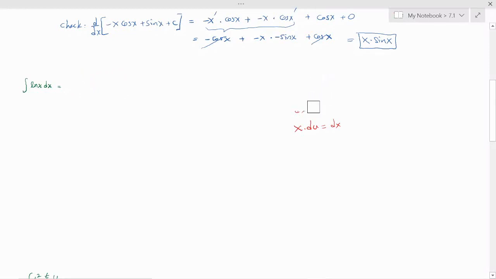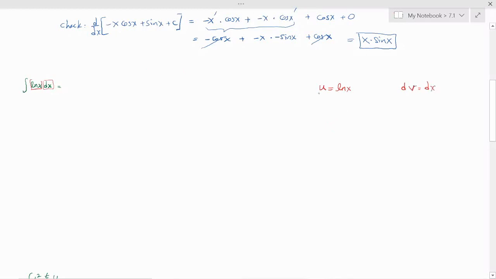So first, you have to figure out what the functions are. One of the functions we can see is ln x. But we don't see the second function. The second function is simply dx. That's our second function. So this, what we call u, and the other one would be dv. So I will say u equals ln x and dx equals dv, or dv equals dx.